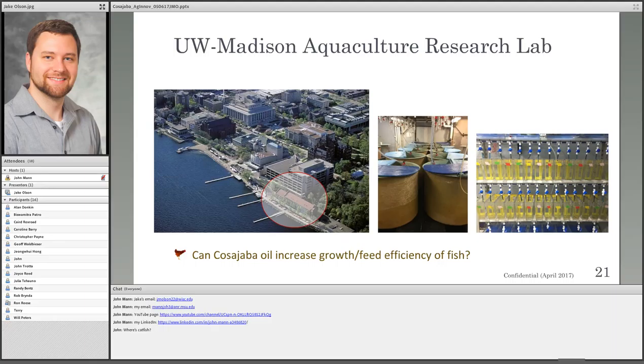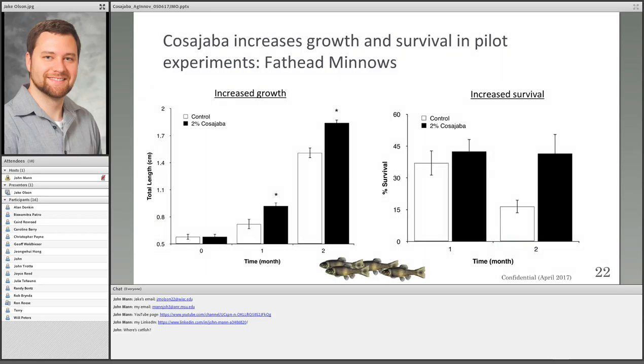And we tend to run a very customizable type of lab operation, so we can really cater our experimental designs in a lot of ways. So there's a lot of flexibility at this lab. And our first question with Cosajaba oil was, can we increase growth and feed efficiency of fish?